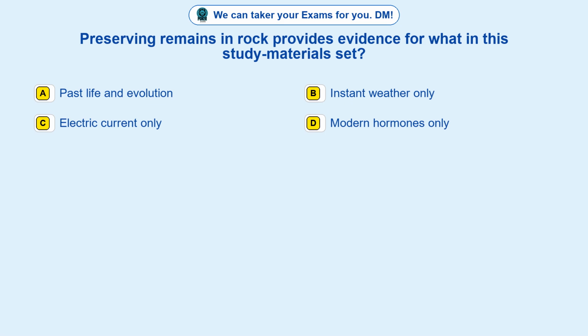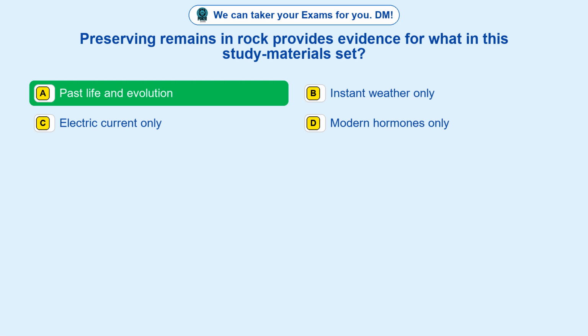Question 95. Preserving remains in rock provides evidence for what in this study materials set? Option A, past life and evolution. Option B, instant weather only. Option C, electric current only. Option D, modern hormones only. The correct answer is option A.